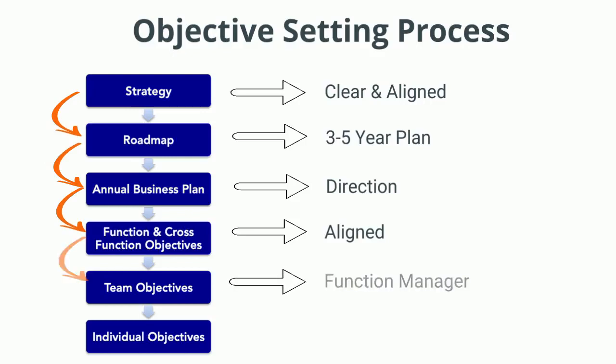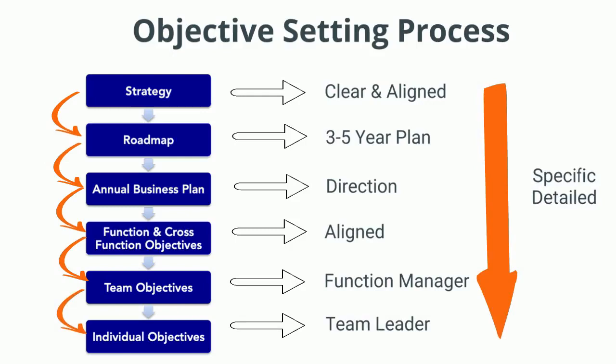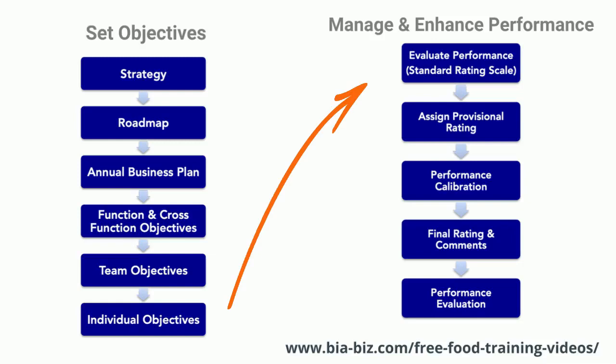The function management team cascade the function objectives to team objectives. Then the team leader cascades these to individual objectives. As objectives are cascaded, they get more specific and detailed. This is necessary to make sure that employees know exactly what they are expected to deliver. Step 2 of the performance management process is covered in a separate training video.